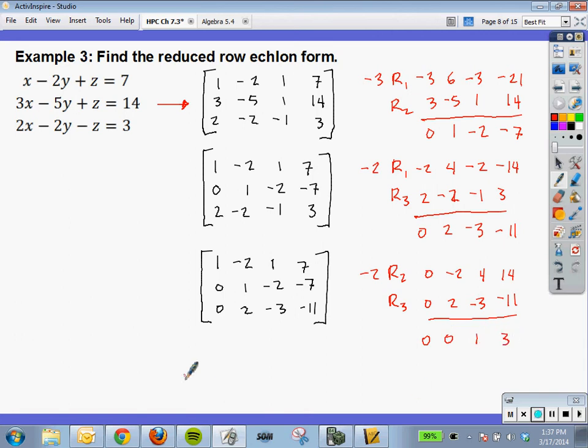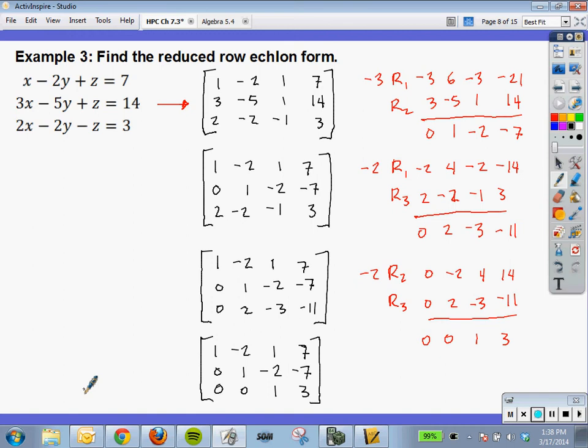So that was really awesome because adding those two rows together gave us a 0 like we wanted, but it also gave us a 1. So in one step we killed two birds with one stone, so to speak. That's the saying, right? So we have the row echelon form right now because we have the diagonal of the 1s.